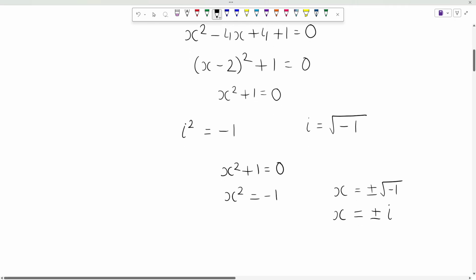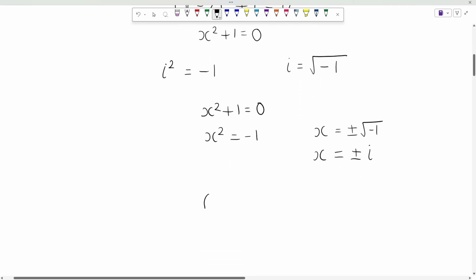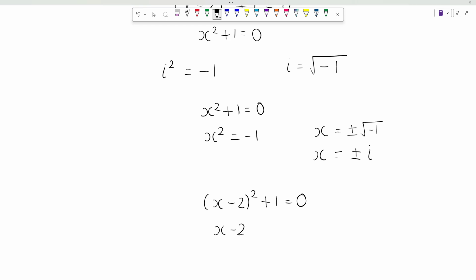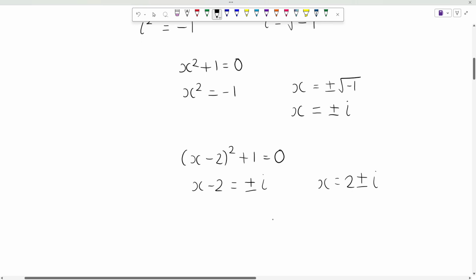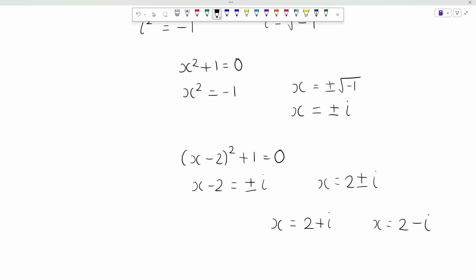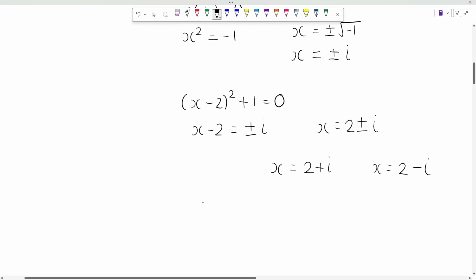Then moving on to the second equation, which is x minus 2 the whole square plus 1 equal to 0. So x minus 2 will be either plus or minus iota. So x will be 2 plus or minus iota. So either x is equal to 2 plus iota or x is equal to 2 minus iota. So this gives rise to the complex numbers.